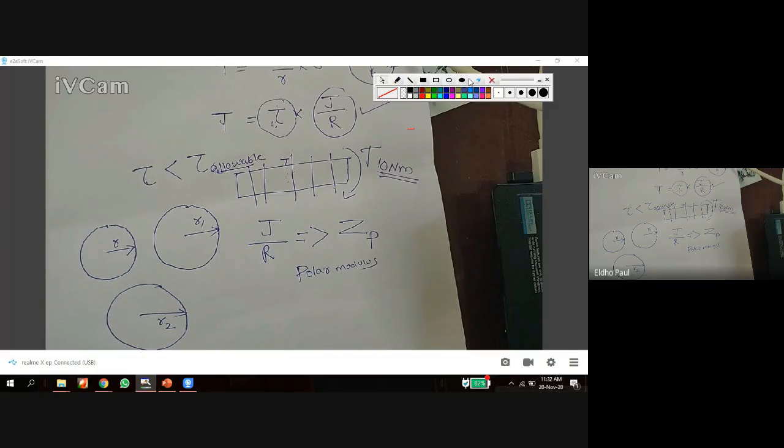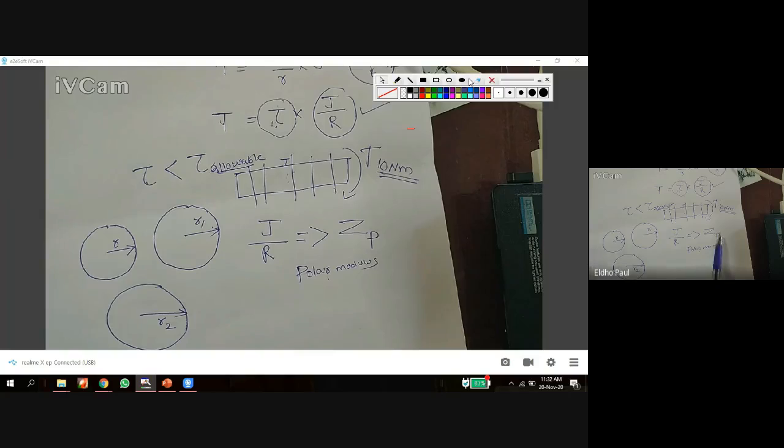Which one has higher strength? Generally, the shaft with the higher polar modulus will have more strength, right? Yes sir. With a higher polar modulus has more strength.